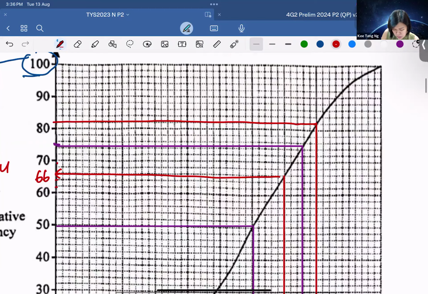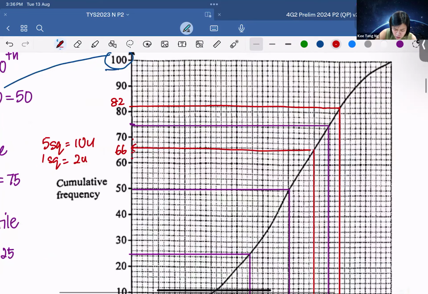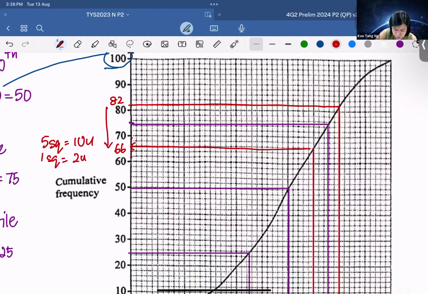Okay, this number is now 82. They want the number of people from 45 to 50. What are we going to do to find this number? I know the one for 50 is 82. The one for 45 is 66. How to find the number in between the two of them? One is 82, one is 66. Correct. Take 82 minus 66.